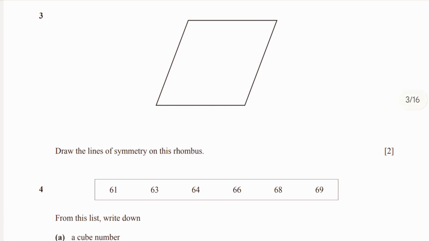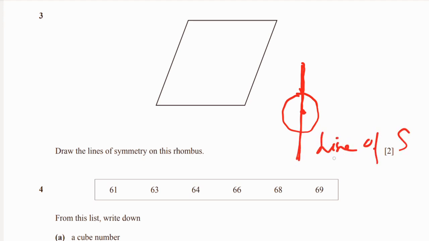Now, the next question, number 3. Draw a line of symmetry on this rhombus. A line of symmetry divides a figure into two equal or same parts. For example, if I have a circle and I divide it through the diameter, or from the center, into equal parts, so this part and this part are the same. It means this is called a line of symmetry, LOS.